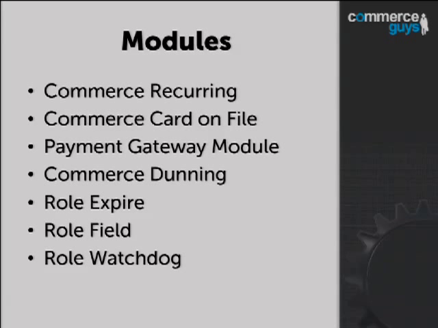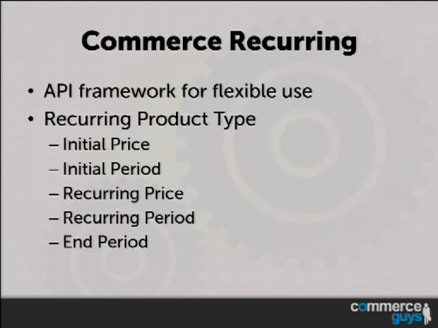There's a range of modules that we're going to use to do that, and these are the key modules. These all have dependencies as well. Commerce Recurring is the main one. This is the module that actually provides the recurring. Card on File, which is used for credit cards. The Payment Gateway module that you're going to use. Dunning Management module, Role Expire. You can use the Role Field and Role Watchdog. I'm just going to go into detail of what all of these modules do.